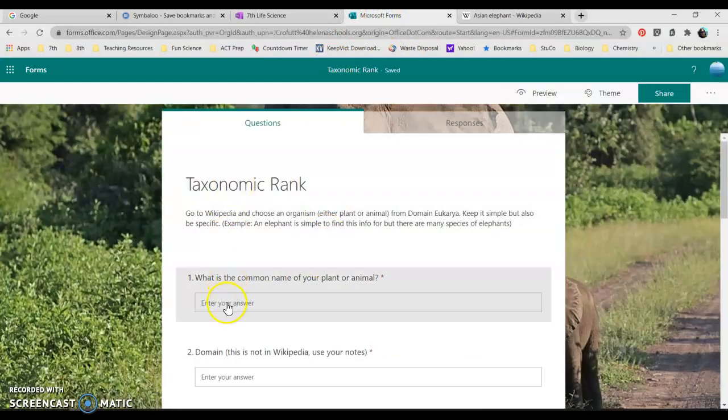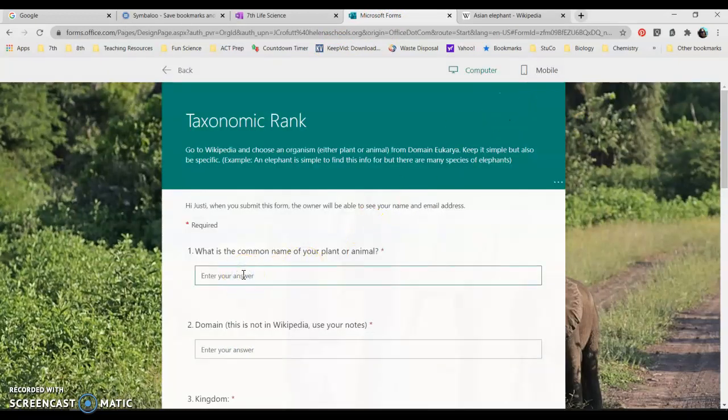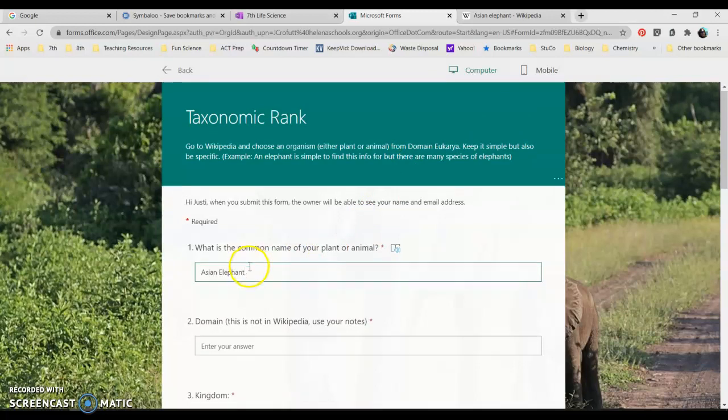So back to this Google form, what is the common name? Let me preview this. What is the common name of your plant or animal? For that, I would choose the Asian elephant. You guys, again, want to be specific here. What species are you doing?